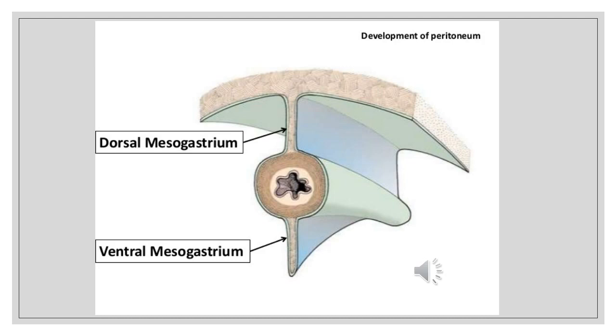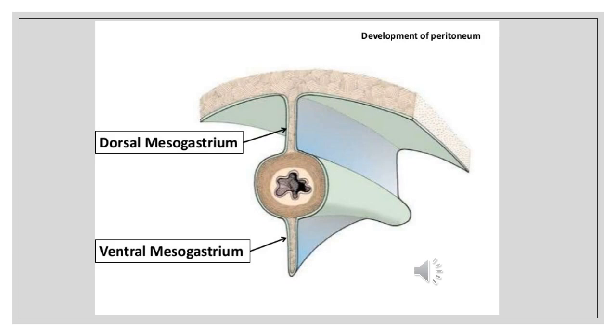The midgut forms the rest of the duodenum, jejunum, ileum, appendix, cecum, ascending colon, and the right two-thirds of the transverse colon. The hindgut forms the left one-third of the transverse colon, descending colon, sigmoid colon, proximal part of the rectum, and the upper part of the anal canal up to the pectinate line.